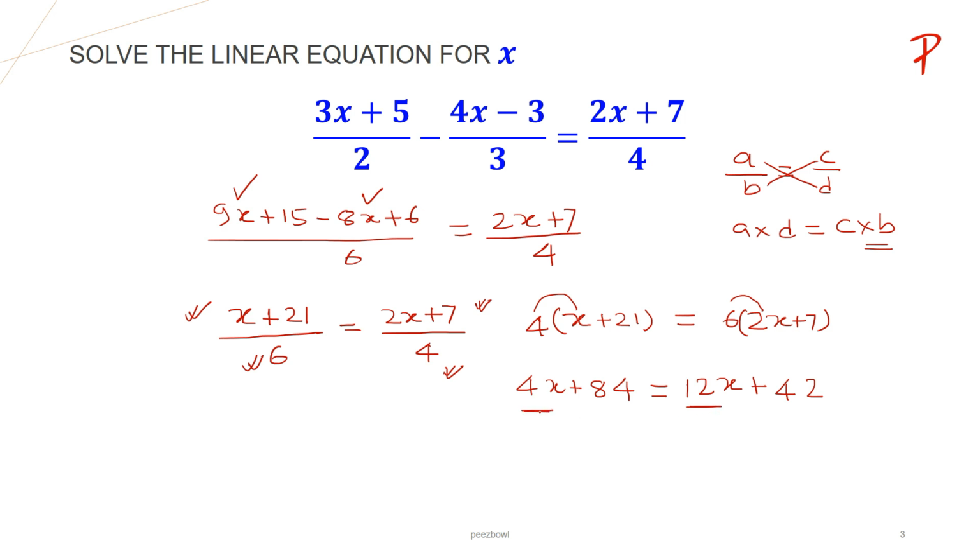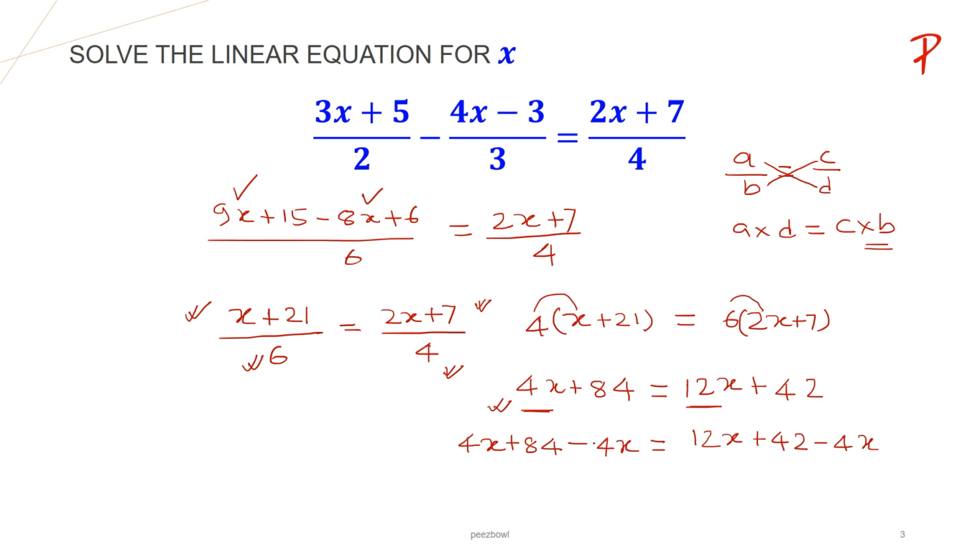So let us remove 4x from the left hand side. Okay, how do we do it? We have 4x plus 84, and because we have plus 4x, I'm going to subtract 4x, right? And on the right hand side we have 12x plus 42, and on this side also I need to subtract 4x.